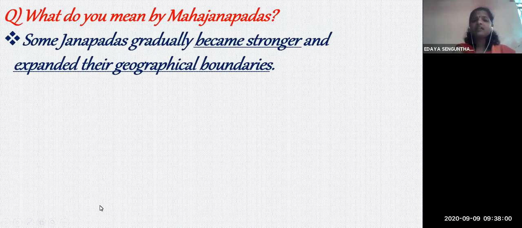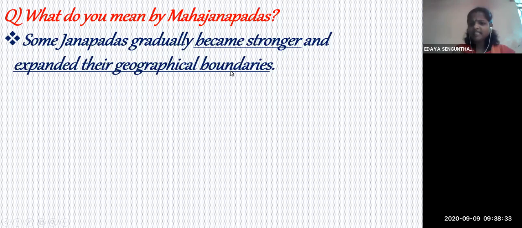Some Janapadas gradually become stronger and expanded their geographical boundaries. As we've seen, a district is small, Maharashtra is big, and similar to Maharashtra, there are many cities that together formed India. Am I right? Similarly, some Janapadas gradually become stronger. Their population increased, their area expanded, and they came to be known as Mahajanapadas. They expanded their geographical boundaries.